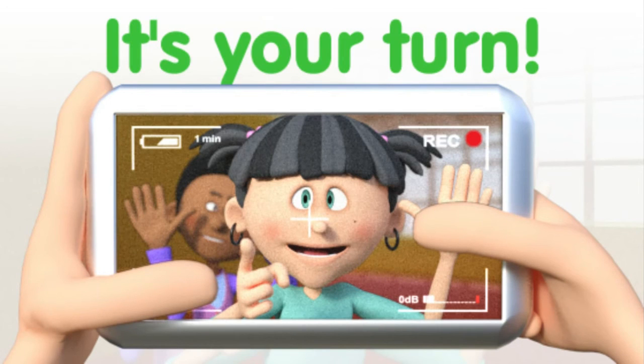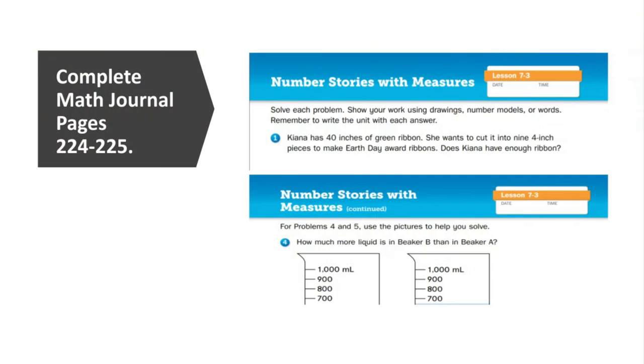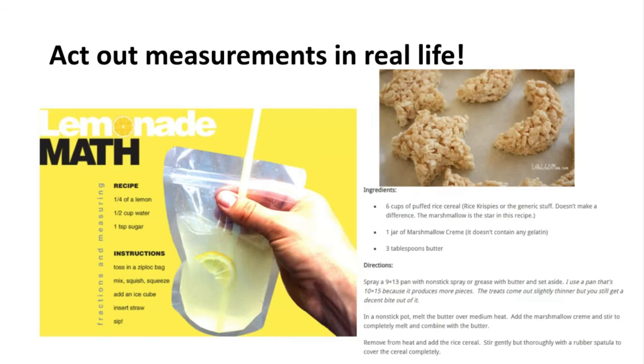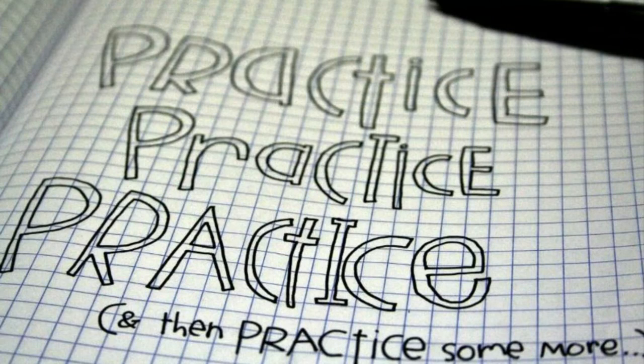Now it's your turn. You will complete Math Journal pages 224 and 225. Come back tomorrow to check your answers to see if you were correct in your thinking. As added fun, you can go to the next content block. There are some links and activities to help you practice with measurement in real life. Now it's time for you to go off and practice, practice, practice.